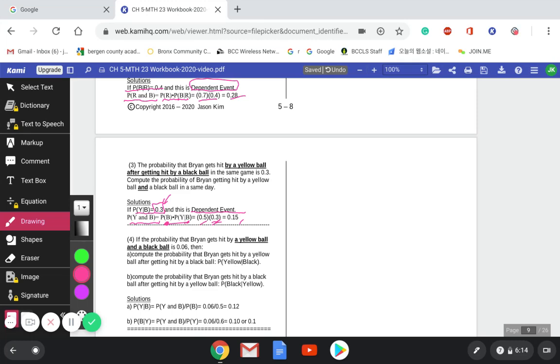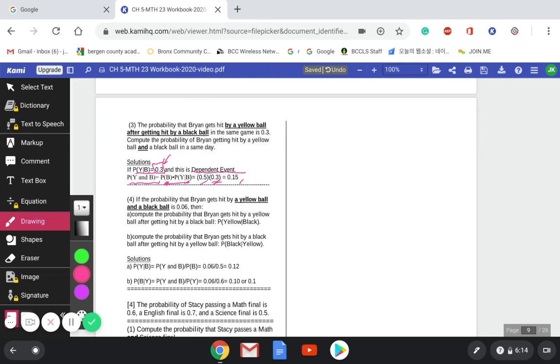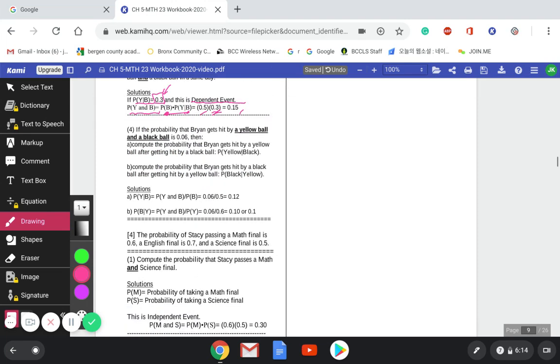Now a similar one to that, number 4. The yellow ball and black ball in any sequence is 0.06. Then part A, what is the probability of being hit by yellow given black? So yellow given black is yellow and black divided by black, because that has to match with this. So 0.06 divided by 0.5 is 0.12.